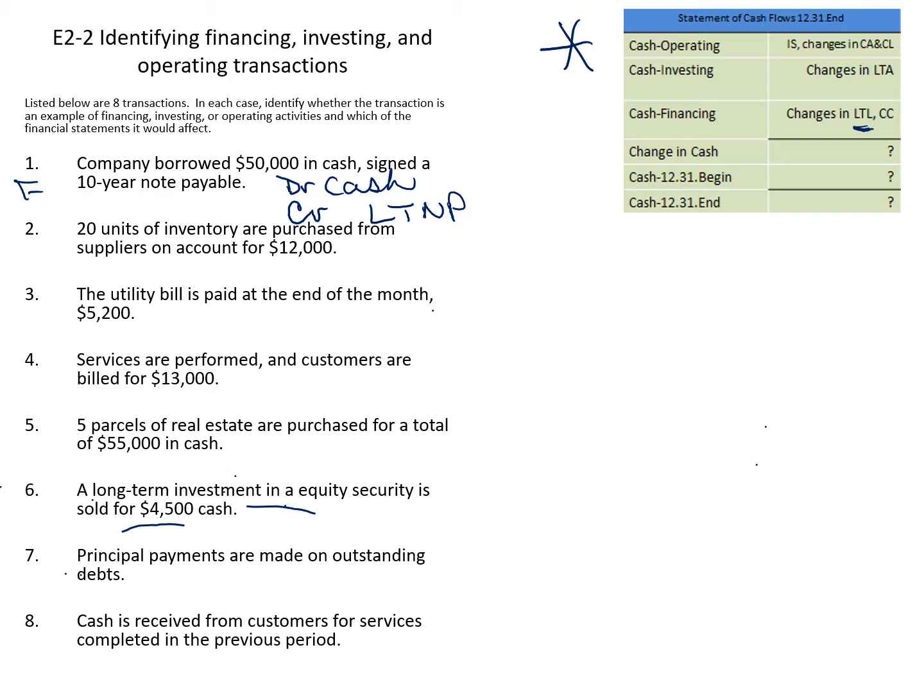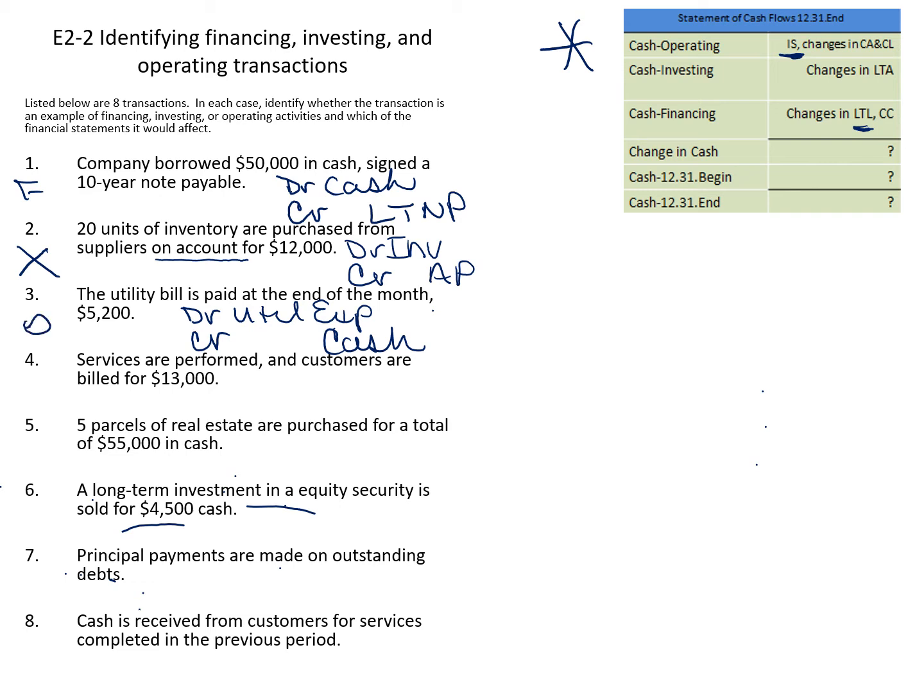In number 2, we have 20 units of inventory purchased from suppliers on account. So that's debit inventory and credit accounts payable. Notice cash is not involved here, so it's neither an operating, investing, or financing activity. And number 3, the utility bill is paid at the end of the month. That means I'm debiting utility expense and crediting cash, so I'm using cash. Utility expense is on the income statement, so that's an operating activity.